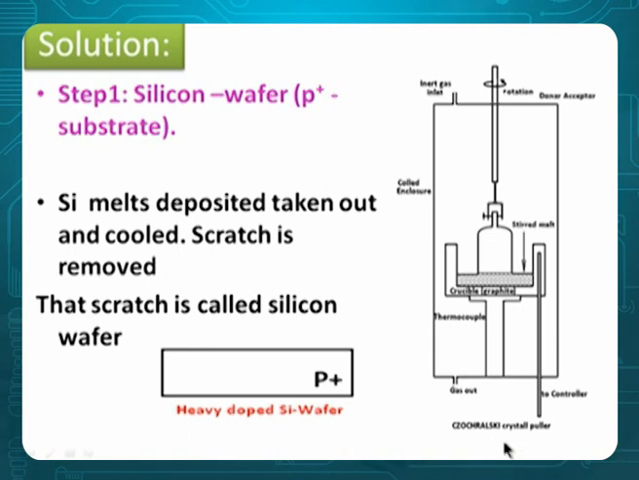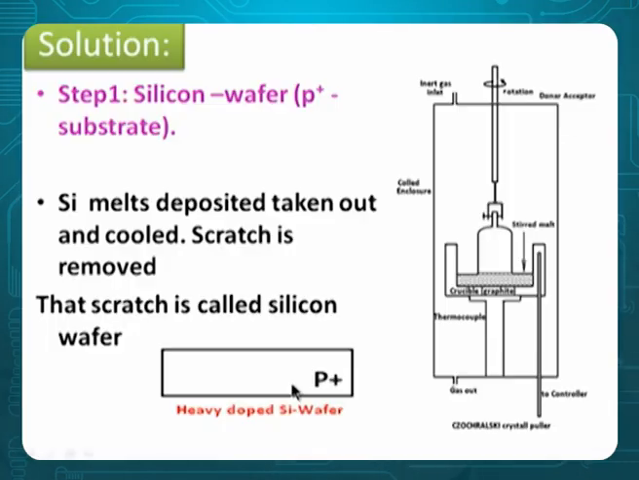So look at this. You have a crystal puller. In this you put the liquid and rotate it, and a silicon dioxide layer is deposited on it. Once the layer is deposited, remove it and cool it outside. When you cool it down, all that liquid form has been deposited there. Once that deposition is there, you remove the scratch from that, and that scratch itself is called silicon wafer.